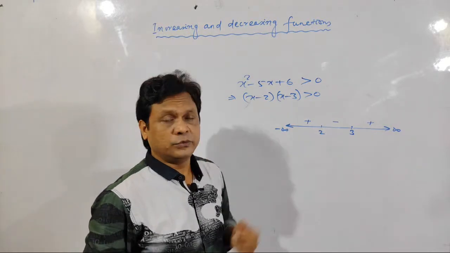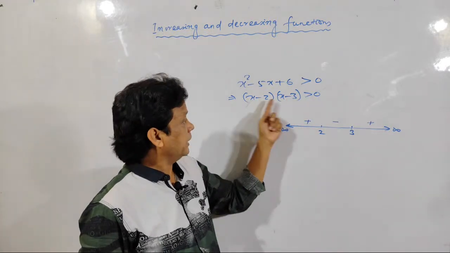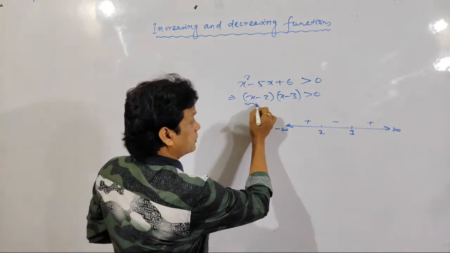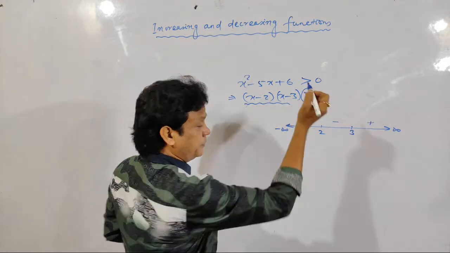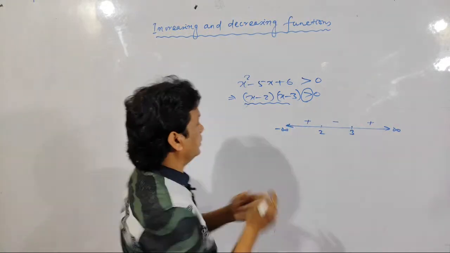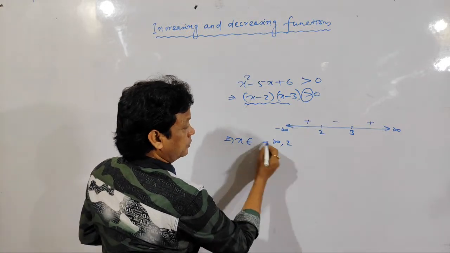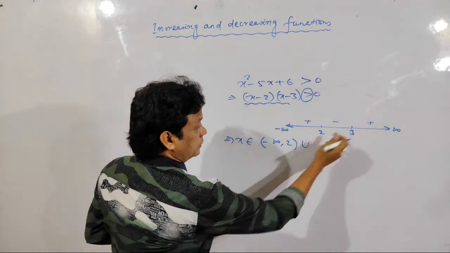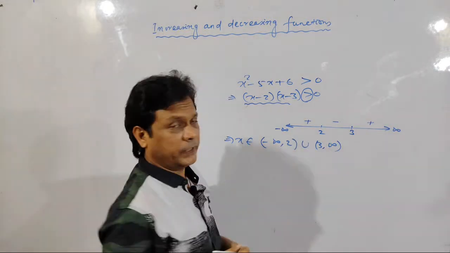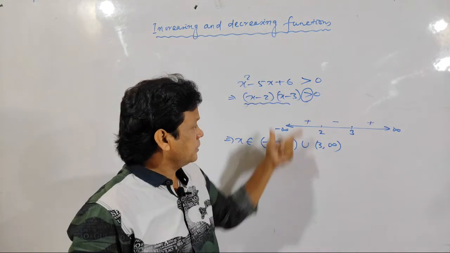So now, less than 2, it is 1. So 1 minus 2, negative. 1 minus 3, negative. So negative into negative, it is positive. Clear? So now you have to find out the value of x for which this expression is positive. Greater than 0 means it is positive. So positive is either in this interval or in this interval. That means x belongs to minus infinity to 2, union 3 to infinity. And you should put an open interval. Always put open interval, not closed interval. And all these things you have read in class 11th.